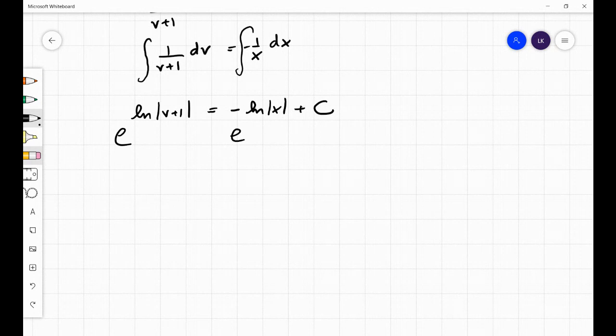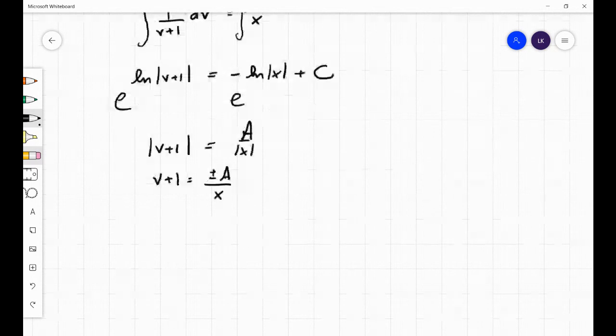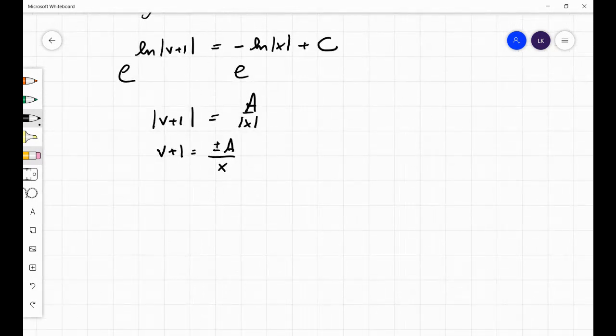Exponentiating in order to get rid of the logs, we get v plus 1 equals a over x, up to a constant. Okay, and then we can get rid of the absolute values because we see v plus 1 would be either plus or minus this arbitrary positive constant a divided by x, but since a is an arbitrary positive constant, plus or minus a is just an arbitrary non-zero constant. So we see v, and then we back substitute.